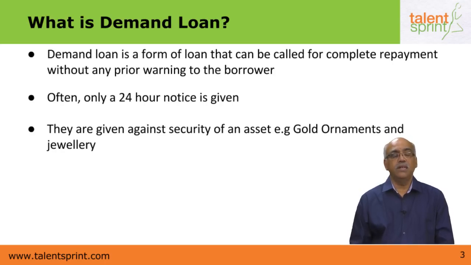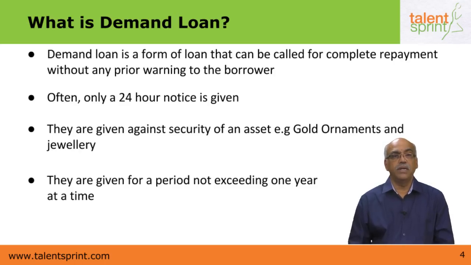The demand loans are given against security of an asset, namely gold ornaments or jewelry, for example, and these can be recalled by the bank at any time. For example, if the gold ornaments are found to be fake, then obviously the bank will recall the entire amount by just giving a 24-hour notice. They are given for a period not exceeding 1 year at a time. They are not given for long periods, and they can be renewed subsequently.